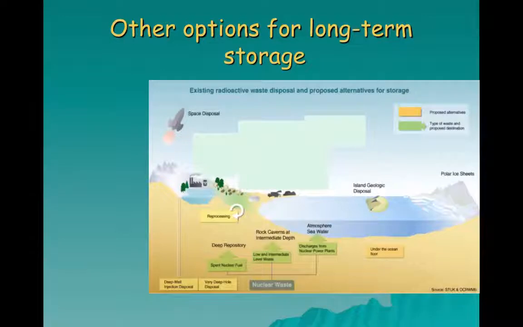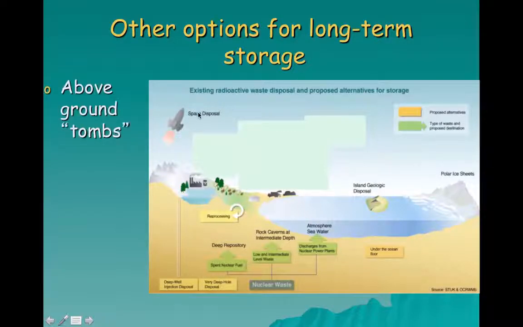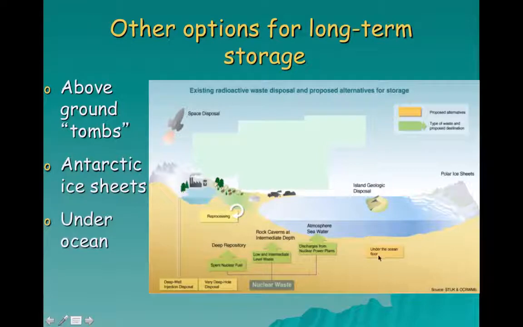Okay, so other options, and you can see this diagram is kind of neat. It shows all the different alternatives for storage. So we have space. These above ground tombs are an option, and basically above ground tombs would be just big buildings. Other options are putting it under the ice sheets in Antarctica, under the ocean, at the very bottom depth of our ocean floor, and also potentially launching it off into space.